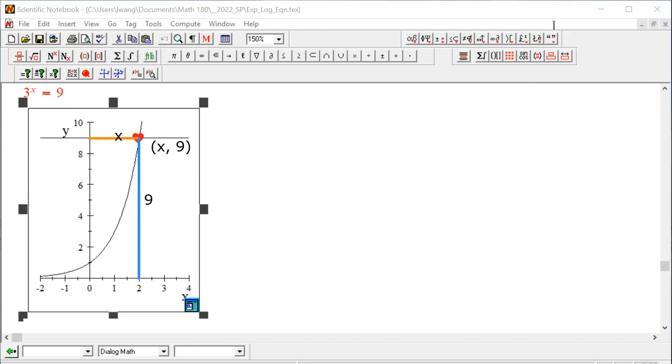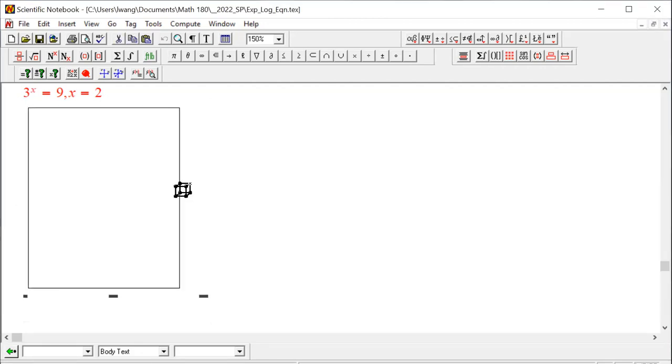Now, what is the answer? Well, x is horizontal. So when x is equal to 2, y equals 9. Therefore, the answer to the equation is found. So x is equal to 2. That's the answer. So this is the context from the function perspective.